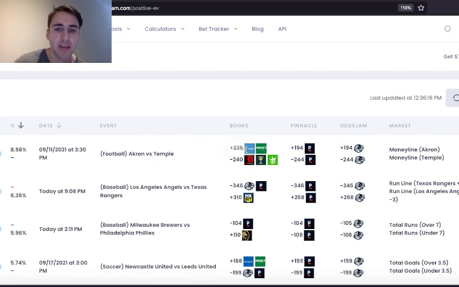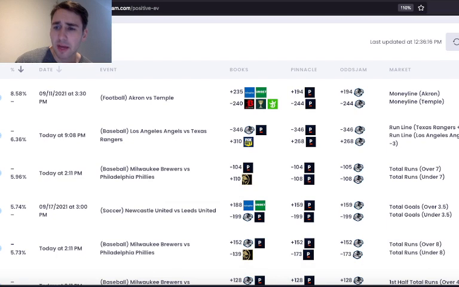So there's clearly some value in this specific bet. We can see in this Brewers Phillies game, the under seven runs is 5.96% EV, right? 5.96% expected profit margin to the sharpest sportsbook in the world. It's a direct arb to Pinnacle.